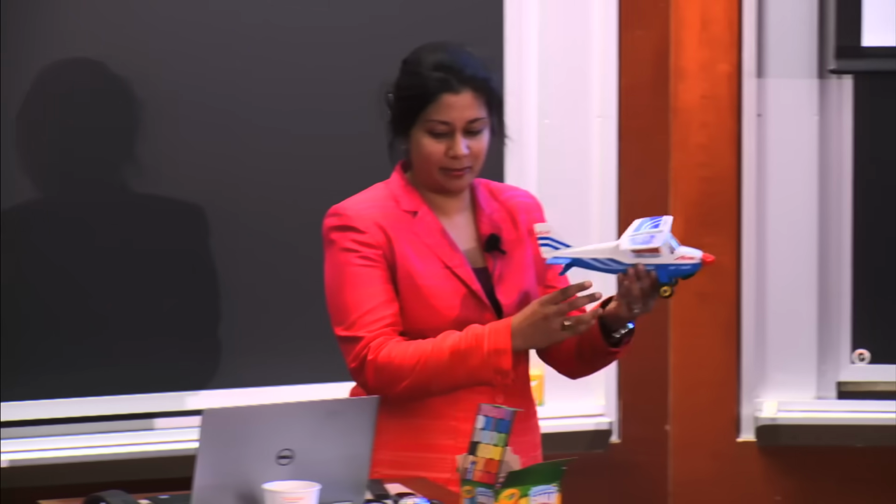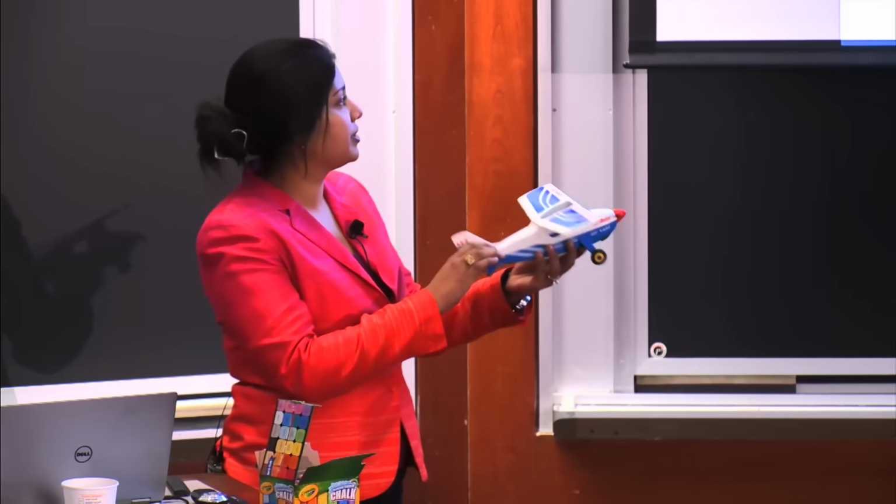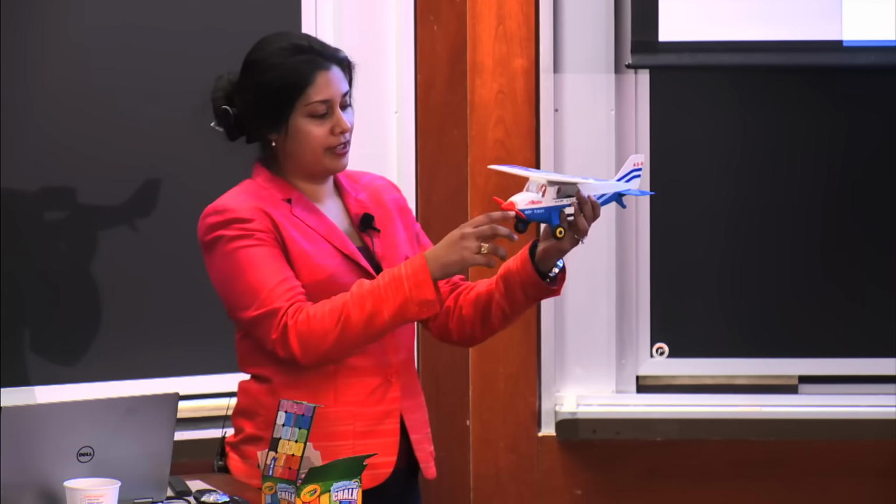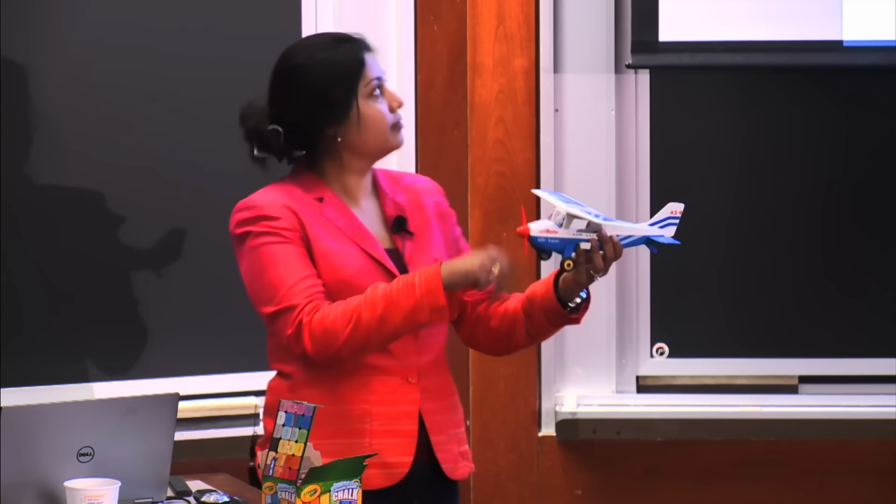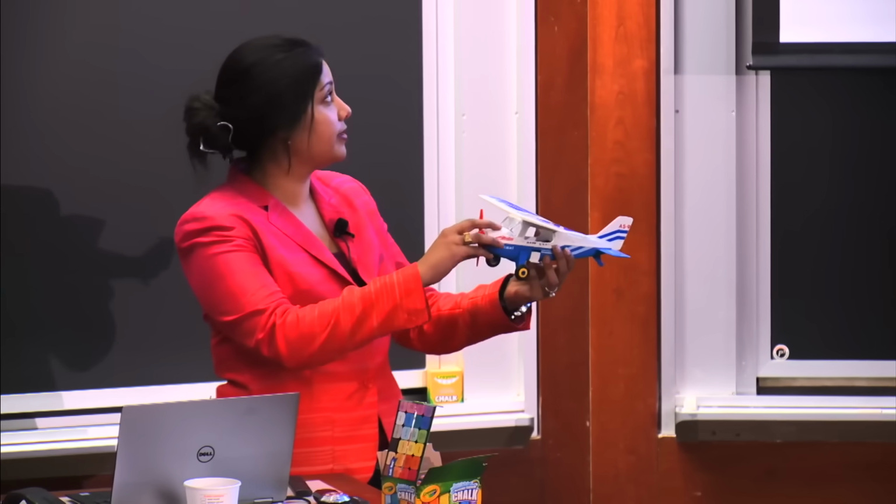So here in my little airplane, kind of a model there, you can see that at the front you have your propeller, and so the engine and the propeller in this little plane is up here at the front.